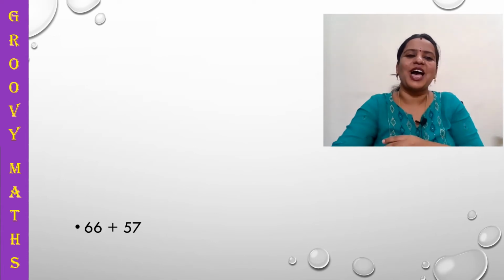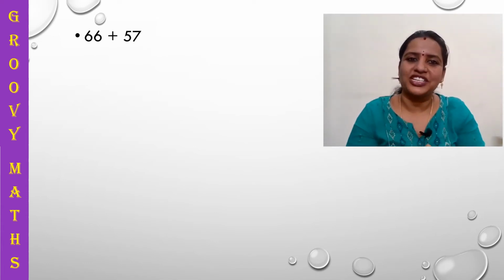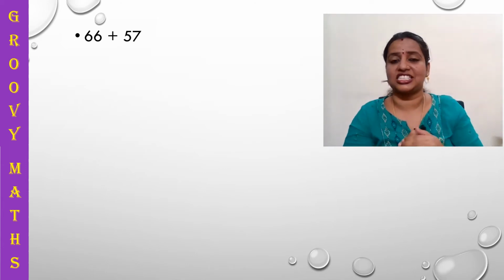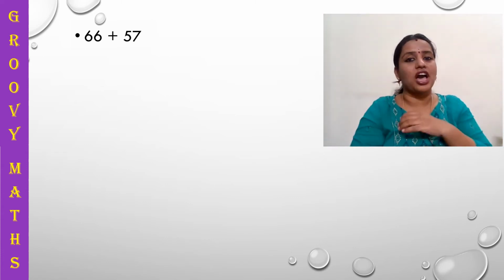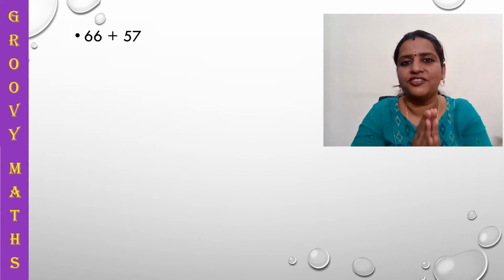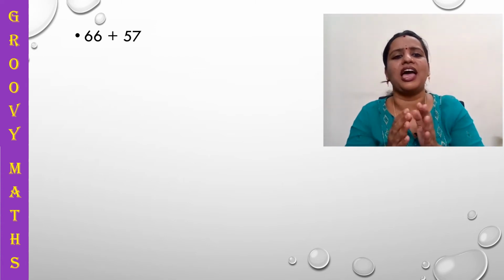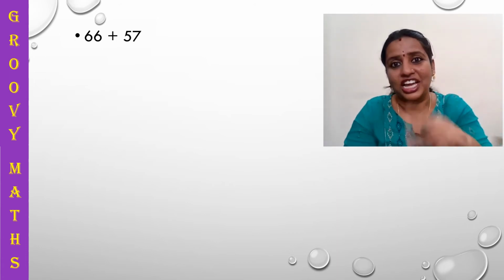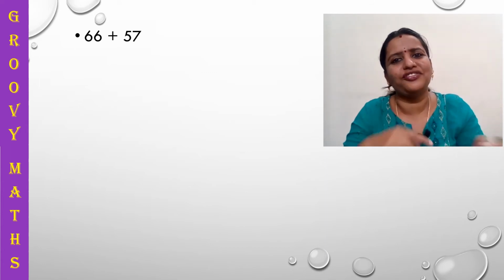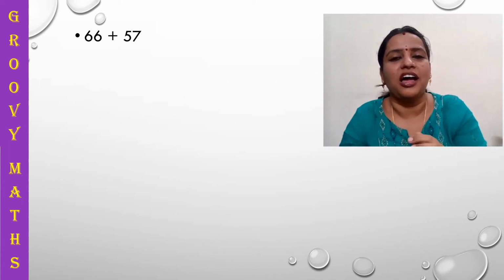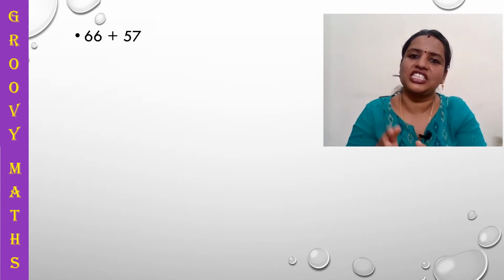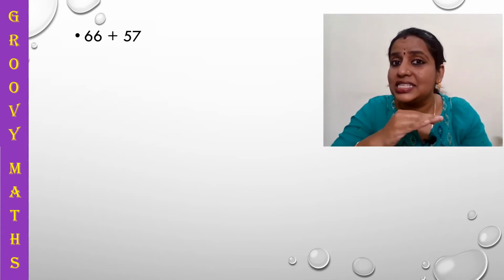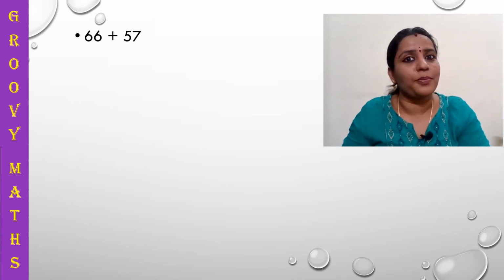Okay, next sum: 66 plus 57. 66 and 57, 6 here and 7 there. 7 is much closer than 6, isn't it? So I'll convert the 57 to a multiple of 10. How can I convert 57 to a multiple of 10? Just by adding 3. If you have practiced before, seeing the 7 itself, you can say that you need a 3, isn't it? You know the combination which leads to 10. So for 57 to become a multiple of 10, which is 60, I need 3. So I'll add the 3 to 57 and at the same time subtract 3 from my 66.